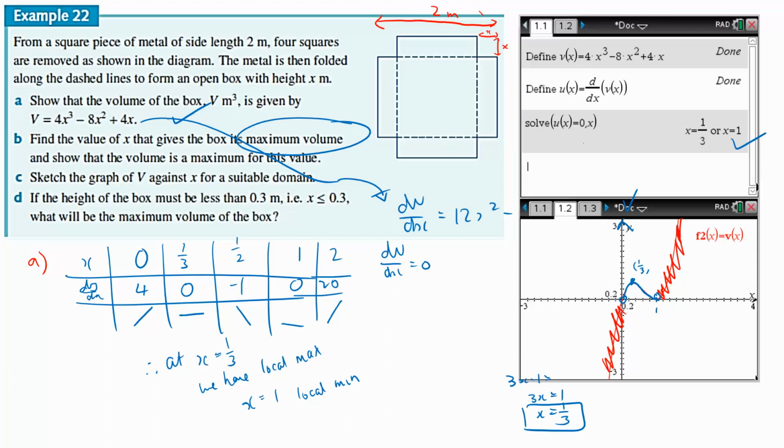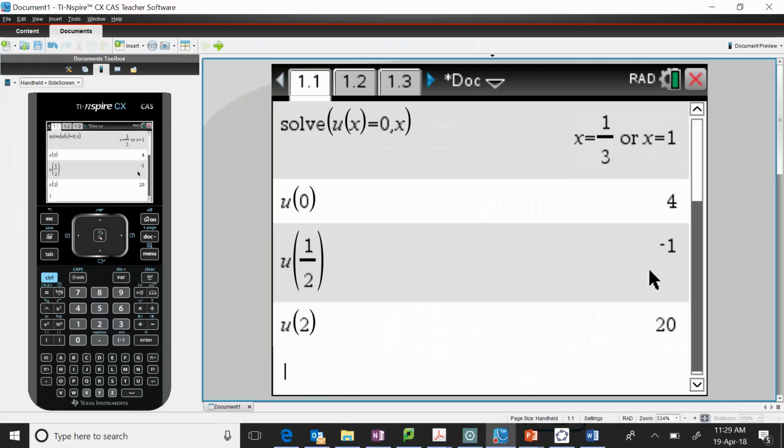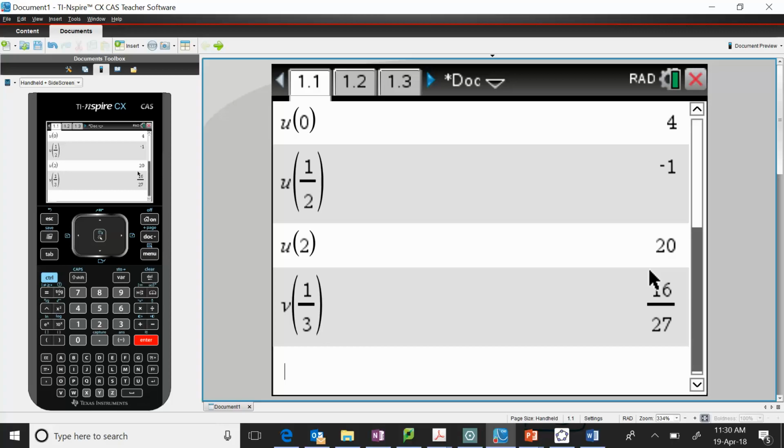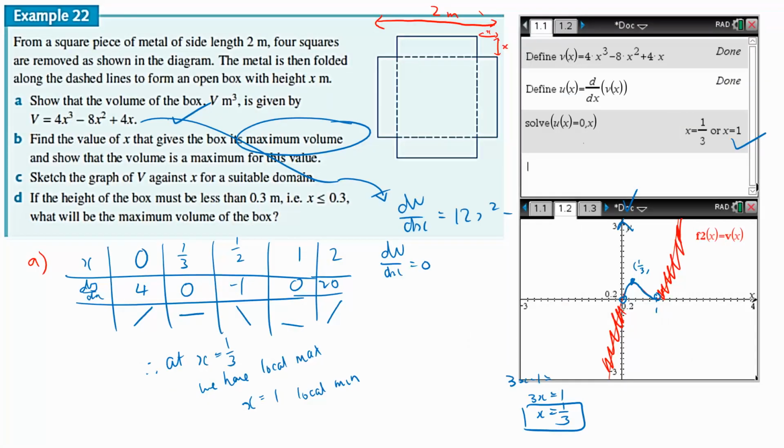Sub in 1/3. So when you go back to your calculator, the nice thing once you define it is you can just do v of a third. 16 on 27. Okay, so this is now 1/3, 16/27. So that's a nice graph. That's how you answer your question for part C. Okay, that's normally 2 or 3 marks. Normally 2, I reckon. 1 for shape and 1 for labeling endpoints and maximums.